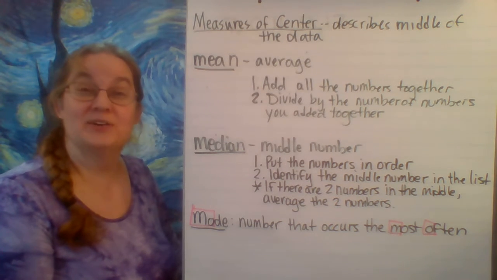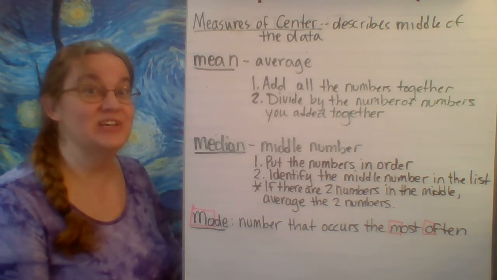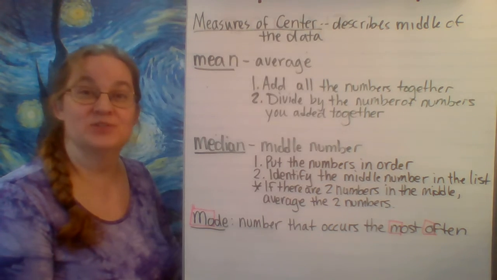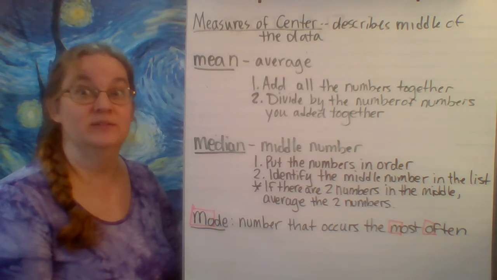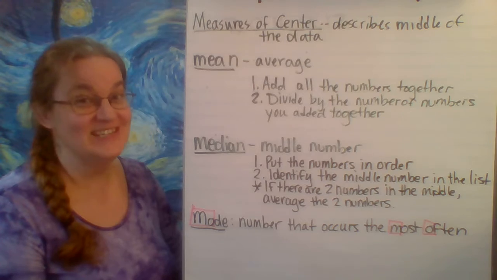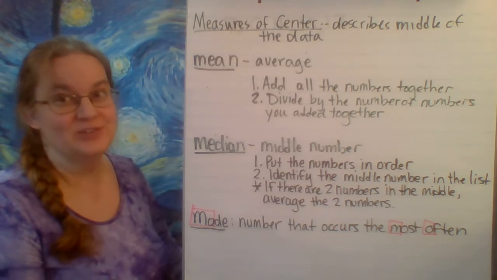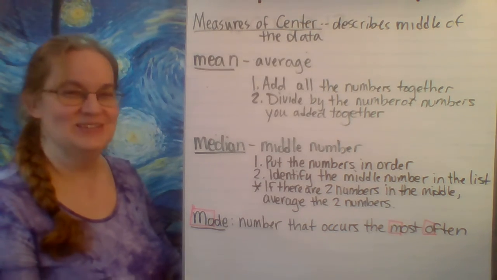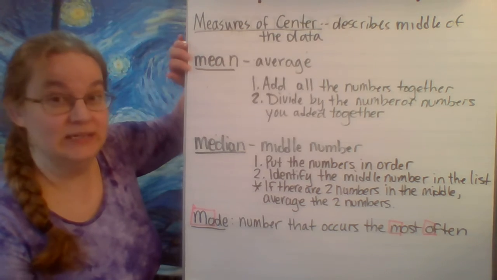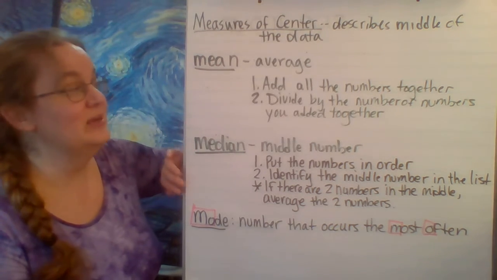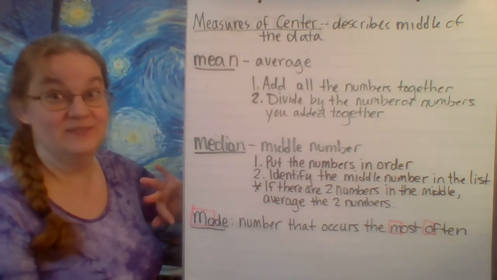Hello, this is Mrs. Brown, and today we're talking about measures of center. Measures of center are those things that describe the middle or center of the data. There are three measures, and they all start with M, that we'll be looking at: the mean, the median, and the mode. So we're going to start with the definitions.